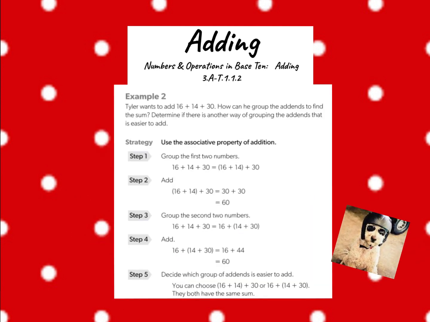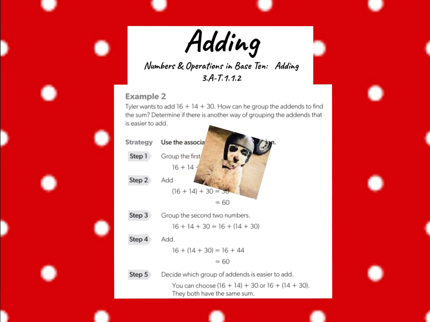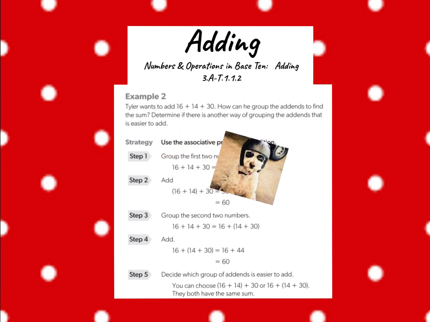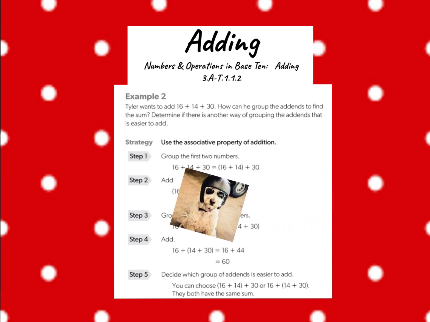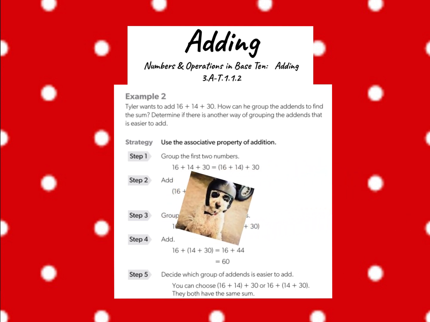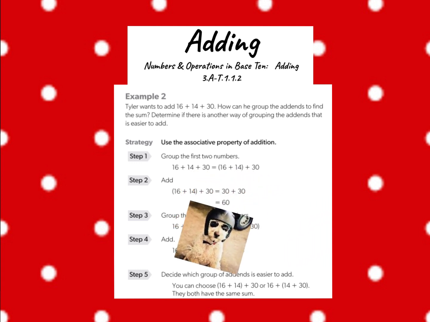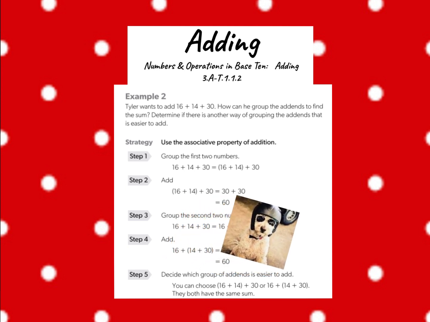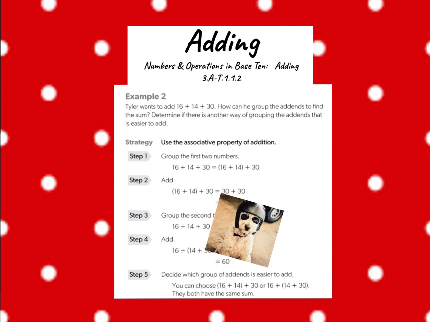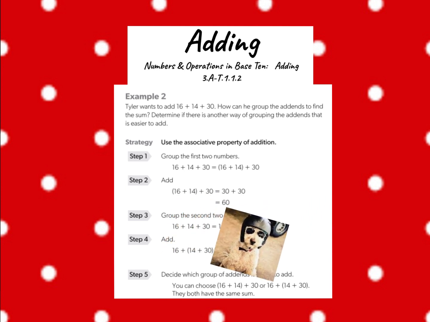Here's an example. Tyler wants to add 16 plus 14 plus 30. How can he group the add-ins to find the sum? Determine if there's another way of grouping the add-ins that is easier to add. So you can group the first two numbers, 16 plus 14 plus 30, where we can group 16 plus 14. And we know that 16 plus 14 plus 30 equals 30 plus 30 because 16 plus 14 equals 30. And then you add the extra 30 and that's 60.